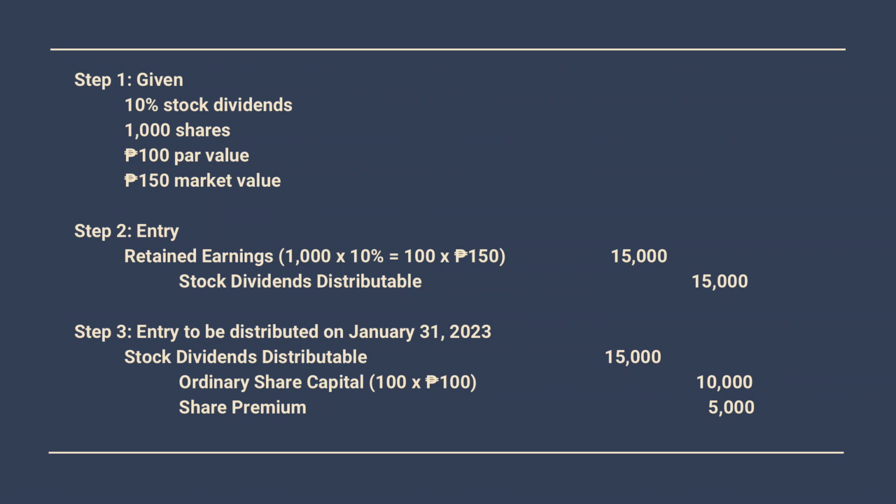Step 3. Entry to be distributed on January 31, 2023. Debit, stock dividends distributable, 15,000. Credit, ordinary share capital. We will multiply the 100 to 100 pesos par value and we will get the value of 10,000. Credit share premium, 5,000.